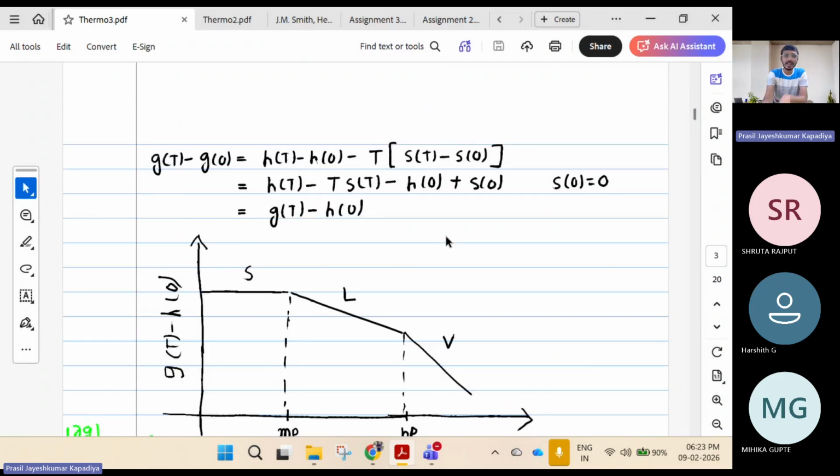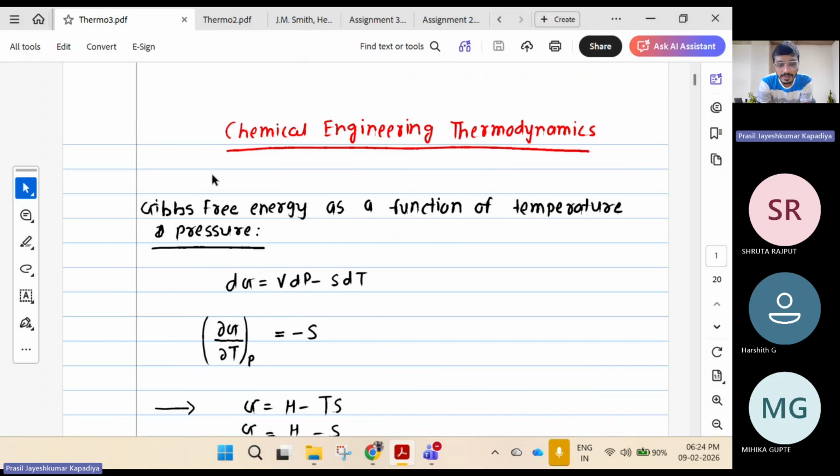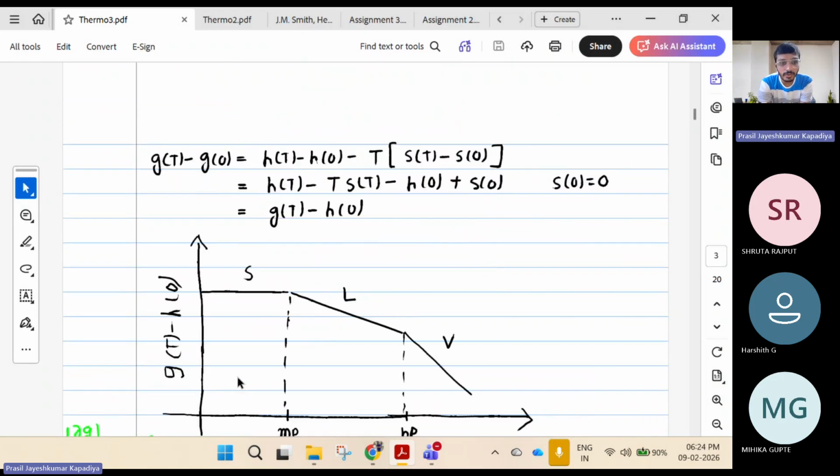Now let's say I want to find the Gibbs free energy. So G of T minus G of 0. What is G? G is nothing but, if we see here, H minus TS. So G of T minus G of 0 is H of T minus H of 0 minus T times S of T minus S of 0. Correct? So if I combine these T terms and 0 terms, H of T minus T S of T minus H of 0 plus T into S0. But S0 is nothing but 0, entropy at 0 Kelvin is 0. So we are only left with G of T minus G0 being G of T minus H0.